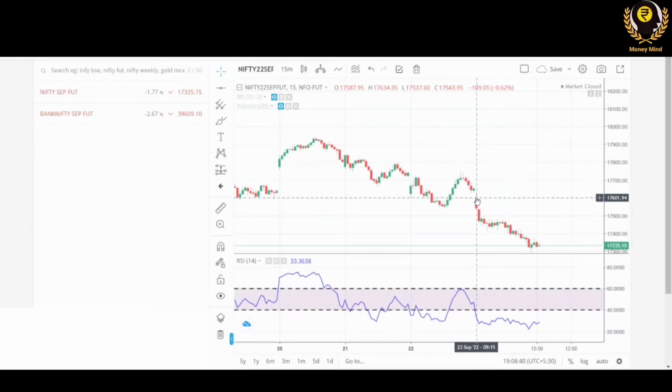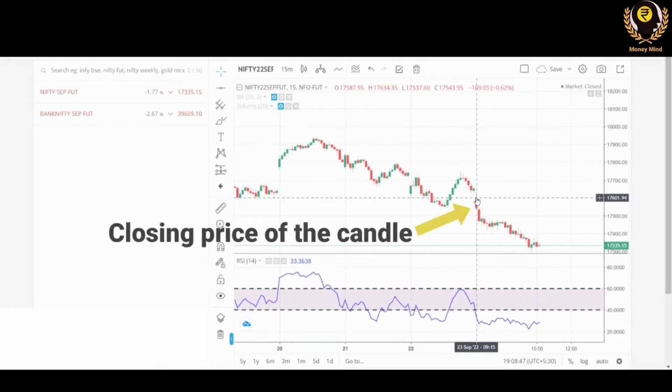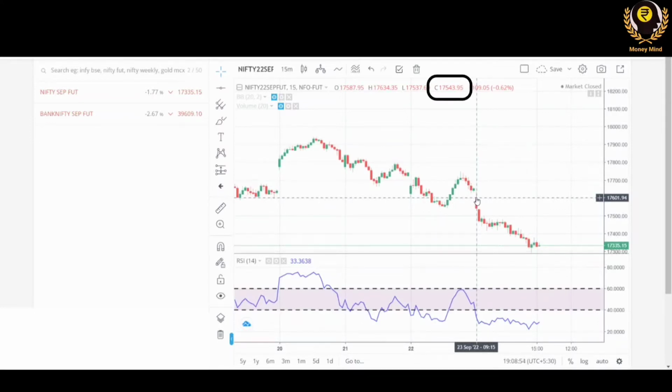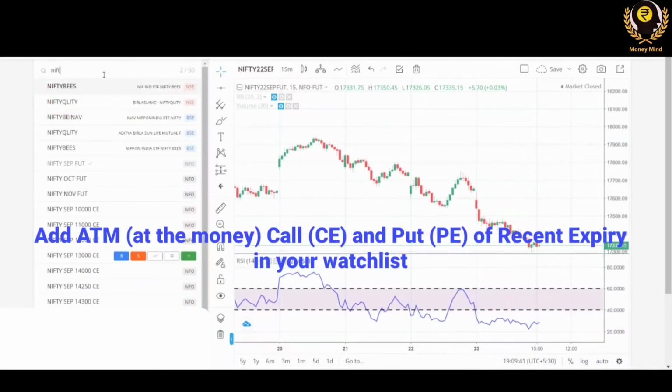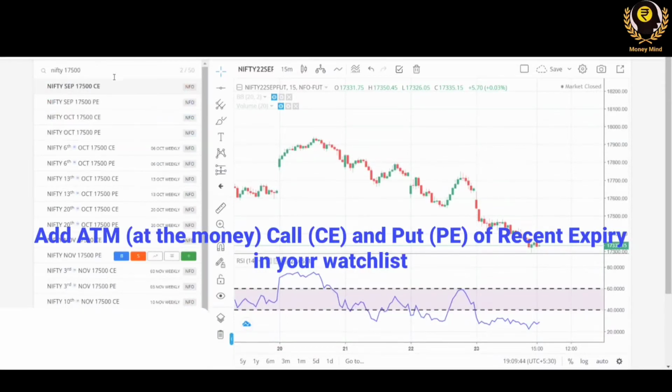As soon as it closed below RSI 40, you need to now check what was the closing price of the Nifty future at the closing candle. So the closing was at 17,543. So now you need to add Nifty 17,500 call and put in your watch list. Nifty 17,500, I have call and put.